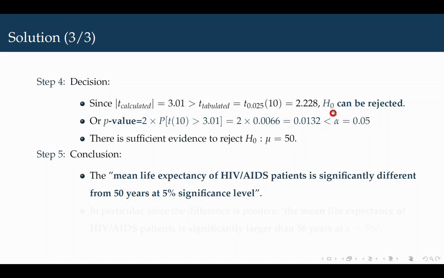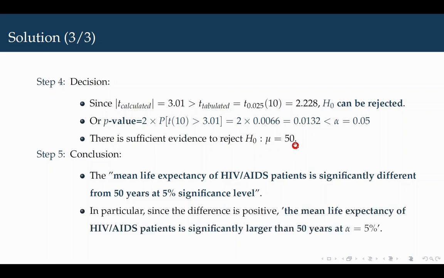H naught can be rejected means there is sufficient evidence against the null hypothesis, which states that the mean life expectancy of HIV patients is not significantly different from 50 years. If it is rejected, that means in particular, since the difference here is positive, we can say that the mean life expectancy of HIV patients is significantly larger than 50 years at 5% level of significance.